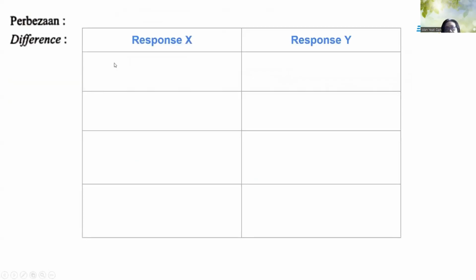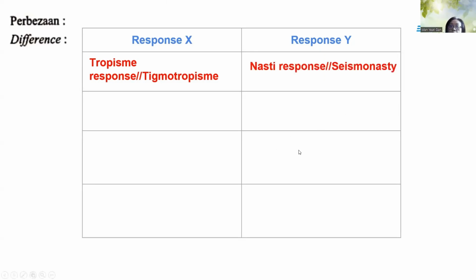Now, the differences between both are, okay, the first one we call thigmotropism because it is touch. Thigmo is touch. So it's a growth response. It's a tropism response because the twining around the stem actually leads to growth. Whereas the second type is called nastic or seismonastic, right? Seismonastic is actually a response to touch.